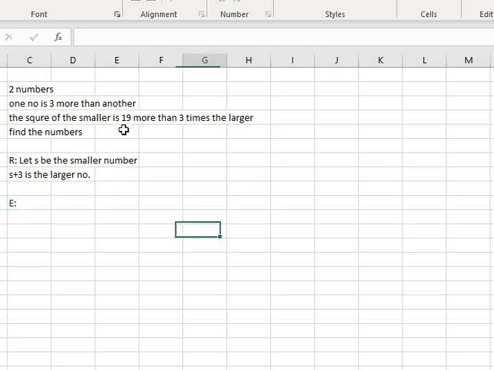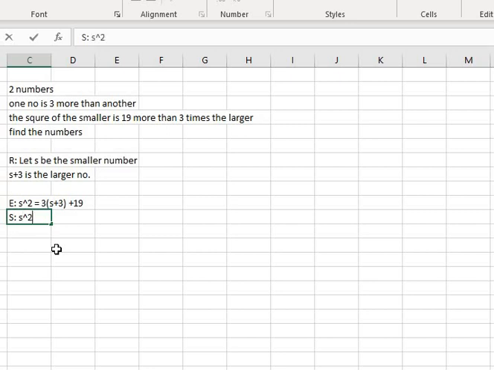We can get our equation from here. The square of the smaller is 19 more than 3 times the larger. So 3 times the larger, which is S plus 3, plus 19, so 19 more. So the square of the smaller here is 19 more than 3 times the larger. Now we solve that equation.